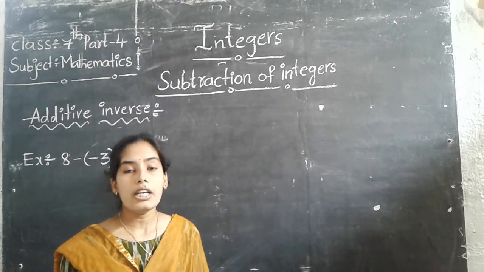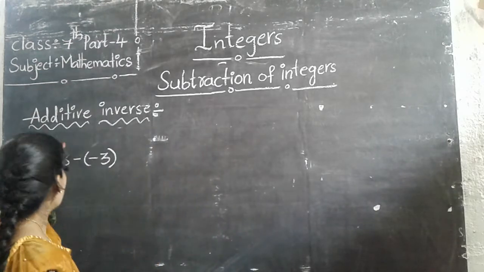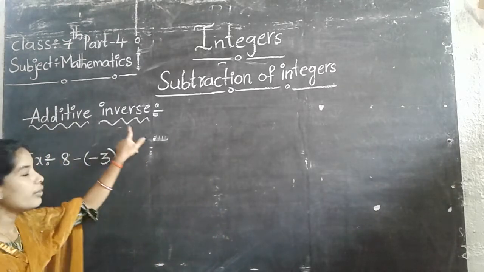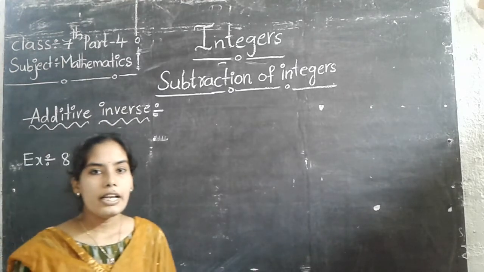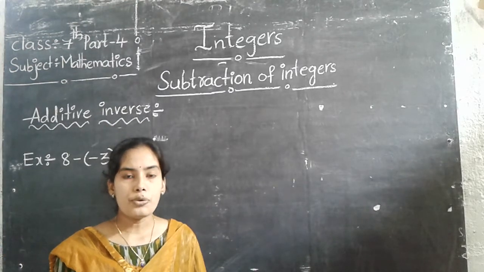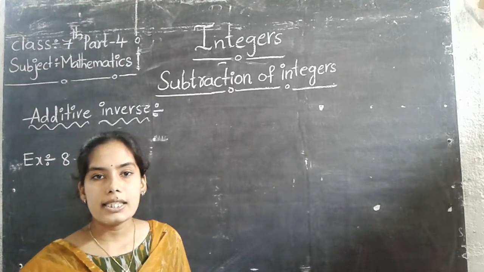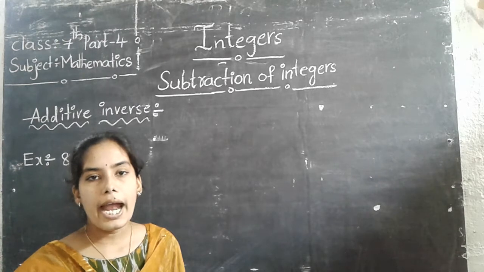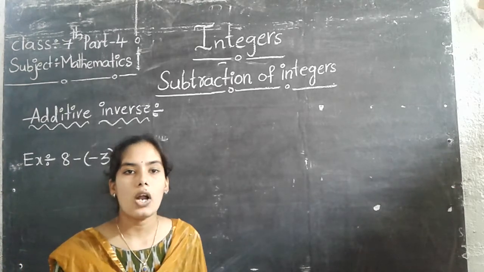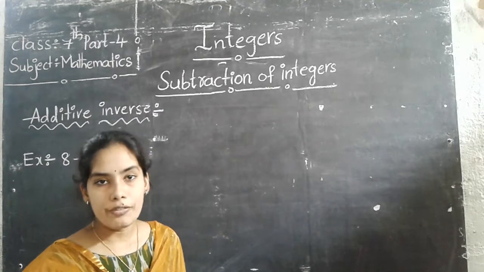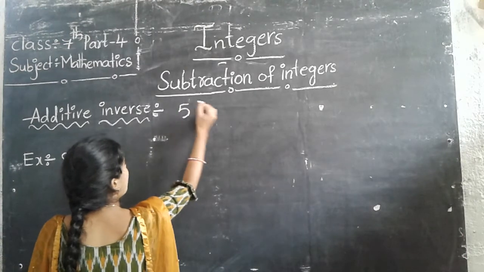Before that we should know about additive inverse. What is the meaning of additive inverse? Children, when we add two integers and get the answer 0, that is called the additive inverse. Let's see one example.